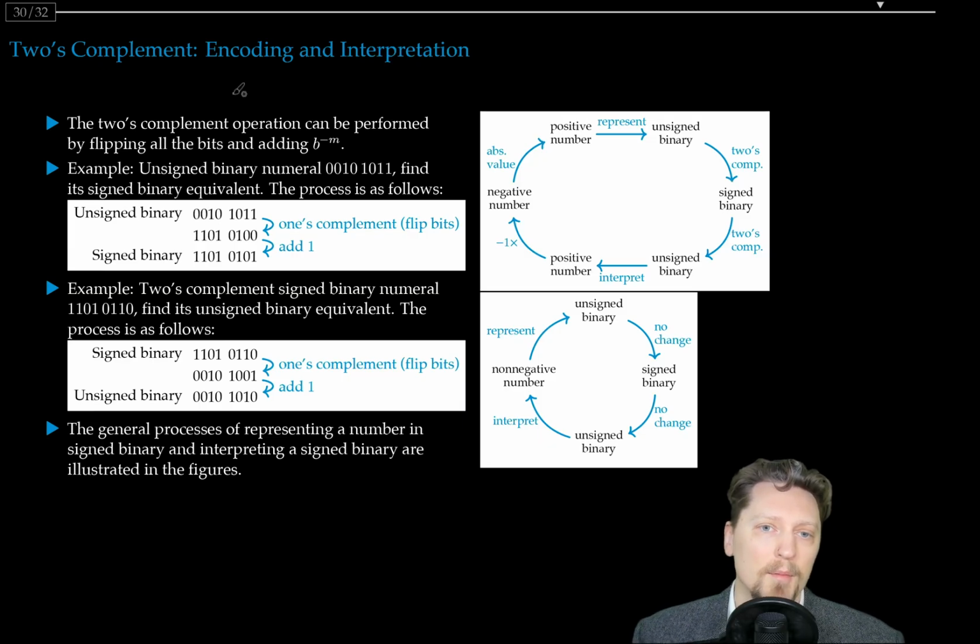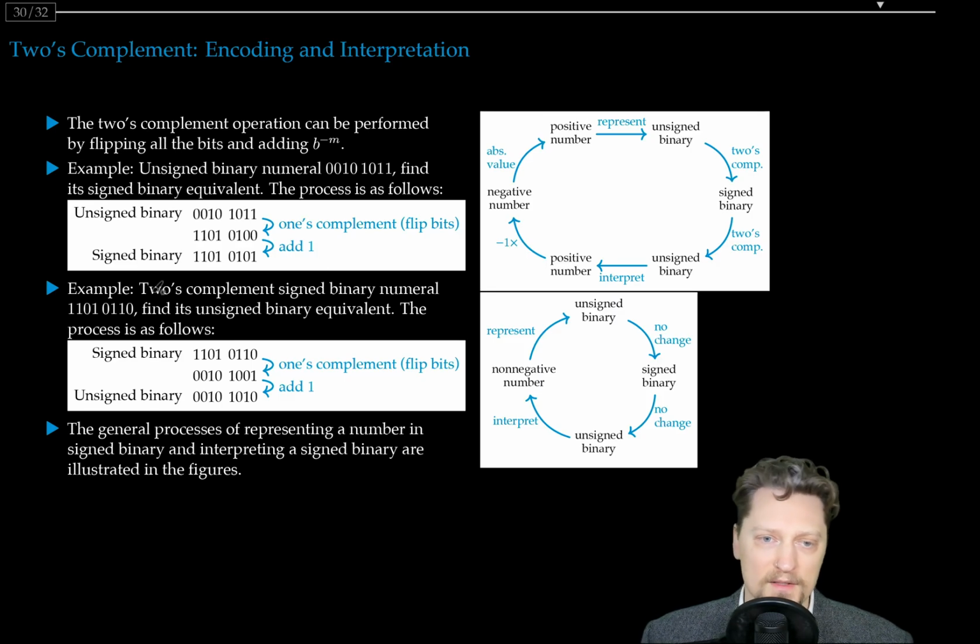2's complement, encoding and interpretation. The 2's complement operation can be performed by flipping all the bits and adding 1. Example: find the signed binary equivalent of the unsigned binary numeral 0010 1011. So we do this process of 1's complement, which is flipping the bits, and then adding 1. We flipped the bits, added 1.